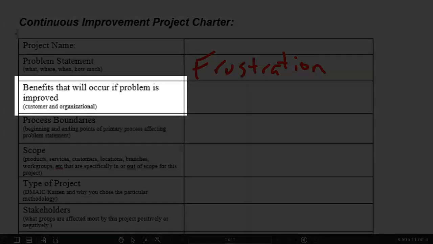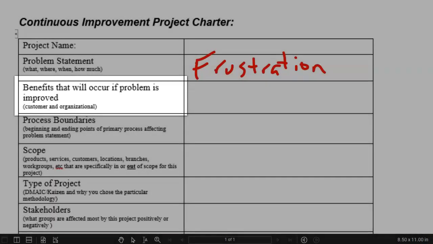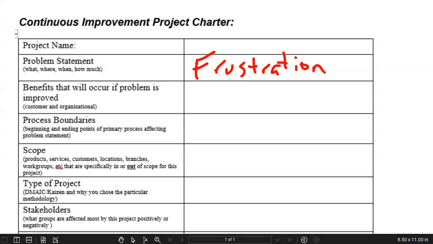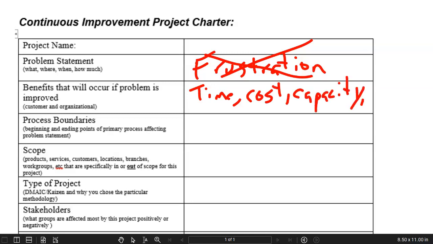The benefits that will occur if this problem is improved, the next field: if we were to reduce this frustration, make this frustration go away, what would we see as a result? Some of these benefits could be time savings, cost savings, capacity gains, customer satisfaction, or safety. What are the benefits both internal and external stakeholders will feel if we were to solve or reduce this frustration?